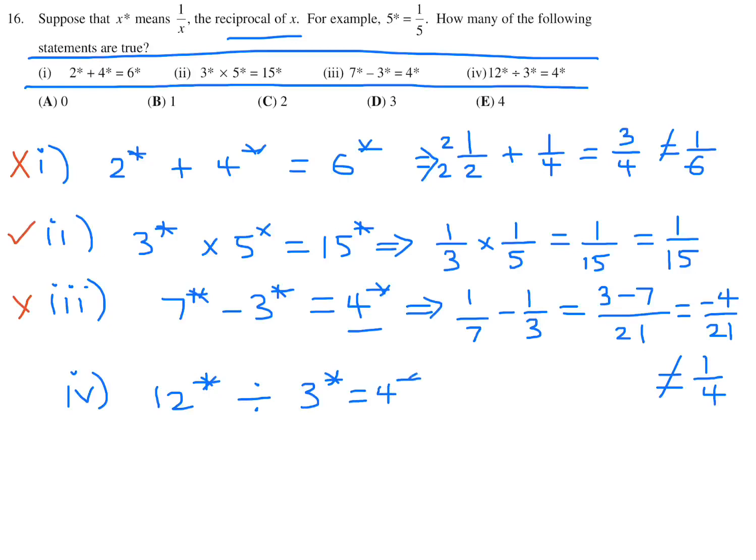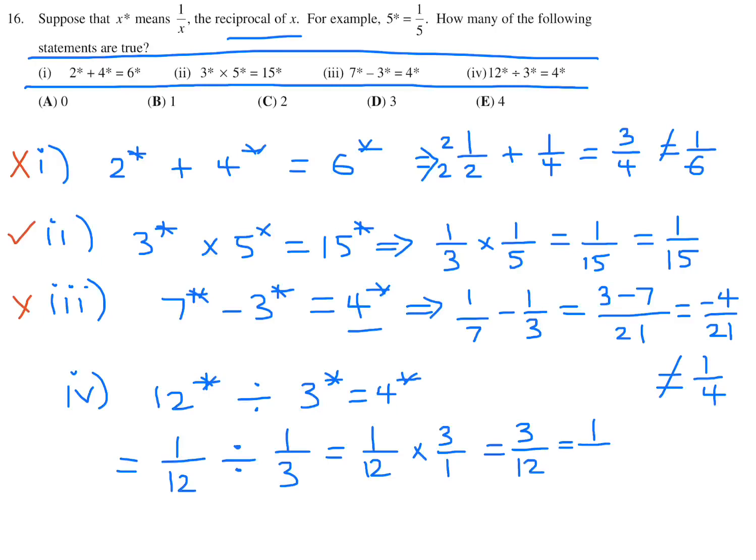And then we've got one last one, which is 12 star divided by 3 star is equal to 4 star. So 1 over 12 divided by 1 over 3, and you would invert and multiply like that, and this gives you 3 over 12, which is 1/4. And is that equal to 4 star? It is. So therefore this one is true.